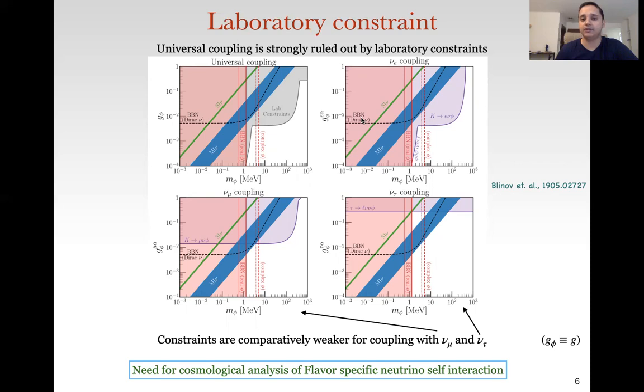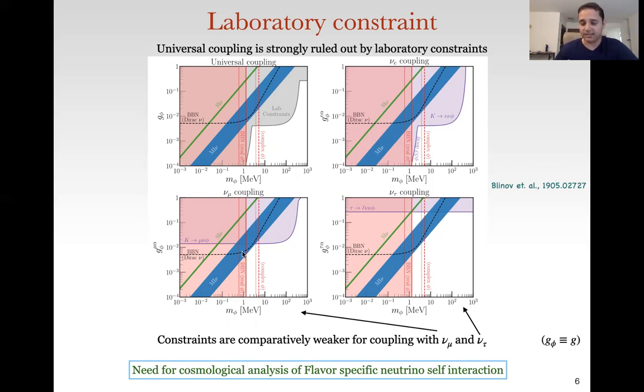Or if phi couples only to electron neutrino, you can see from BBN, from double beta decay, and from K decay that both these parameter spaces for the SI and MI modes are pretty much ruled out. However, for phi coupling to muon and tau, the constraints are comparatively weaker.